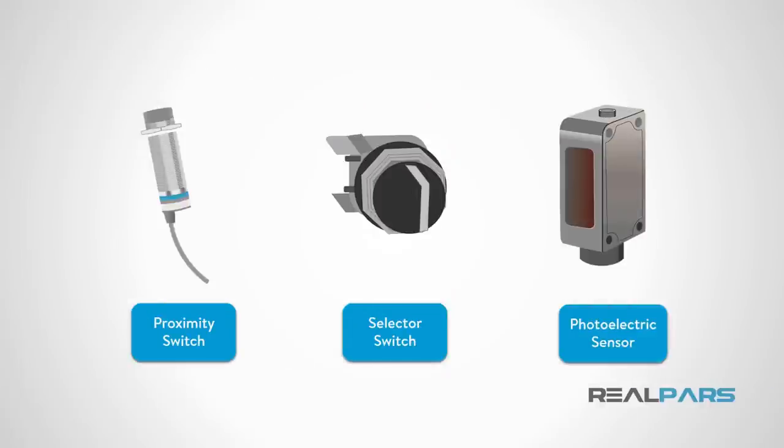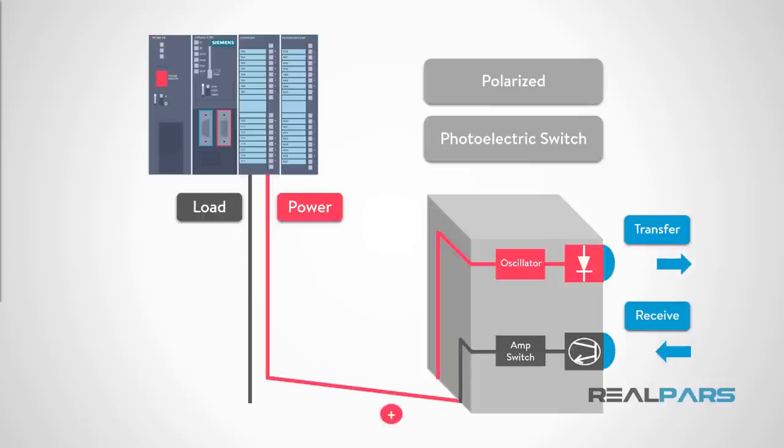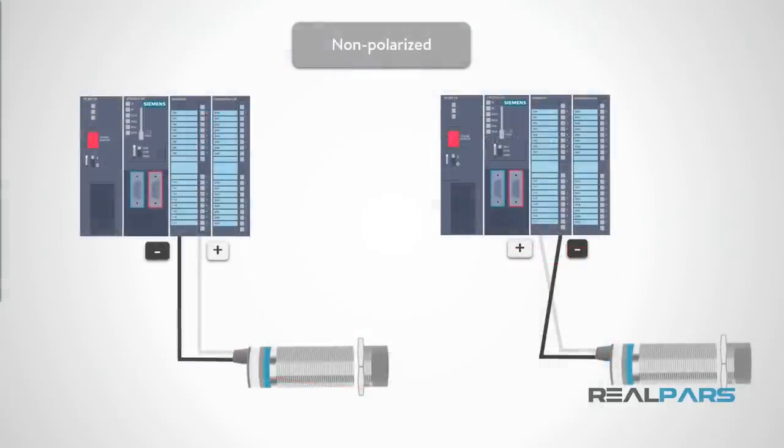To review, we have learned that there are many types of discrete 2-wire DC sensors that can be wired to a PLC input. Some devices are polarized, and some are non-polarized. For polarized devices, it is important to connect the positive wire to the power, or positive terminal, of the PLC input, and to connect the negative wire, or common, to the negative terminal of the PLC input. For non-polarized devices, either wire can be connected to the positive terminal, with the opposite wire connected to the negative terminal.